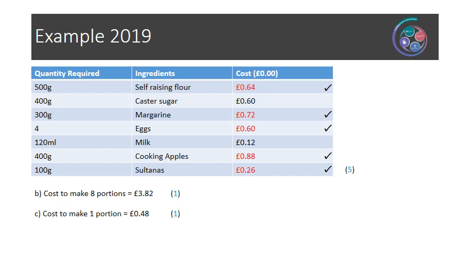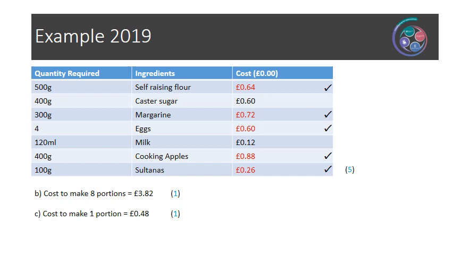Each of these calculations would gain you a mark, and that's a total of 5 marks for that part of the question. The second part of the question asked you to cost the amount for all the portions. If you added all of those costs together, you would get a total of £3.82. That would earn you another mark. And finally, part C asked you to cost for 1 portion. So you take your £3.82, divide that by 8, and that gives you 48 pence.